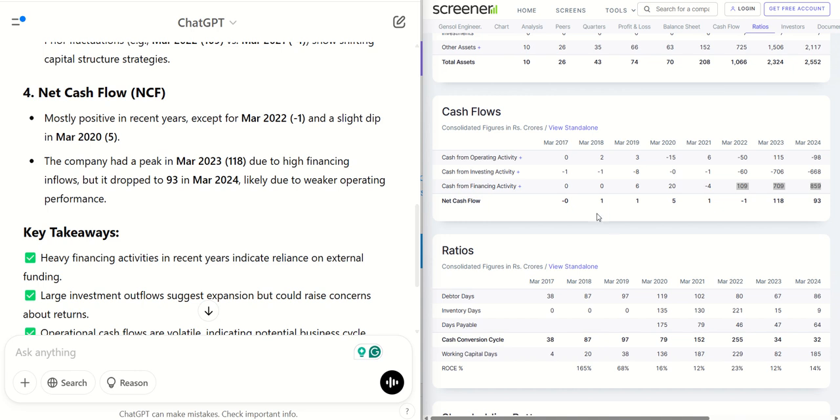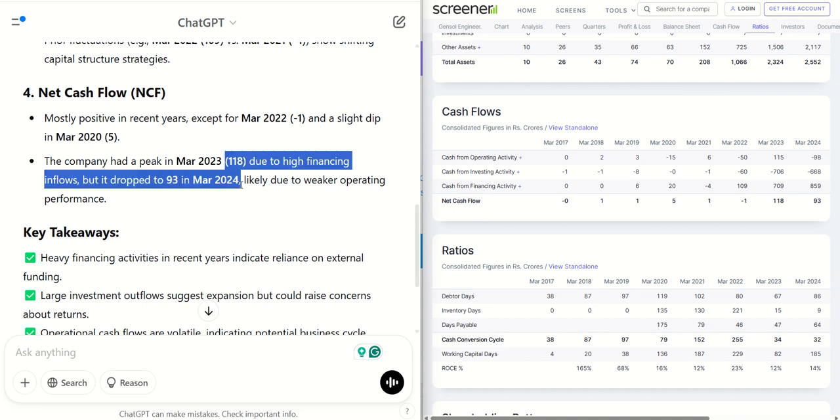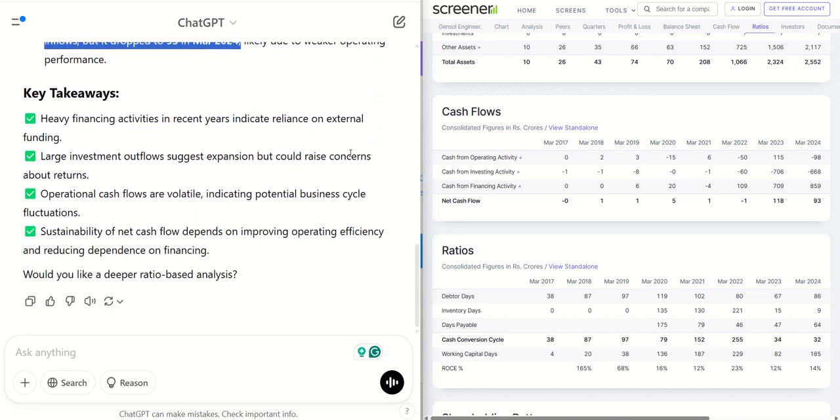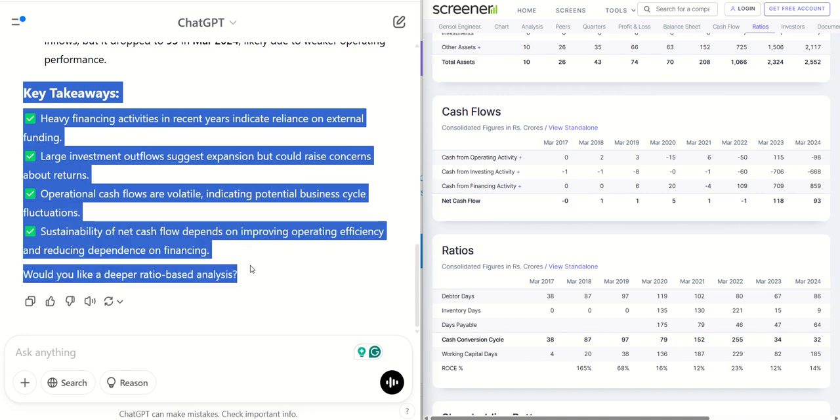Then net cash flow. Net cash flow is nothing but the last line item, the sum of all the three cash flows. It says that till March 2020 there has been a negative, and the last 2 years there has been positive. That is 118 and 93 crores. So what are the key takeaways? That's what I focused on.